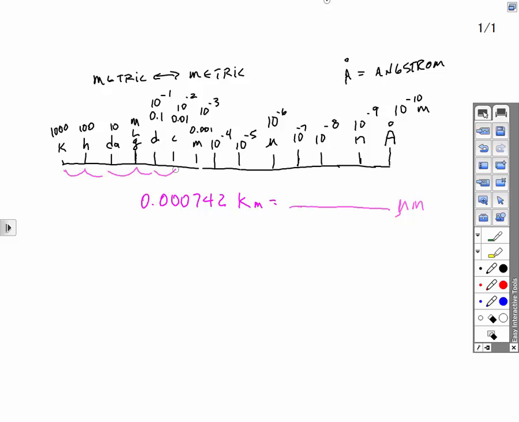3, 4, 5, 6, 7, 8, 9 places, and I am going from left to right. 9 places. This is going to get big. All right. 1, 2, 3, 4, 5, 6. I'm going to have to add 3 more. I have to add 3 zeros. So that'd be 7, 4, 2 with 3 zeros. The decimal would be at the end of that. So that's just 742,000. There we have it.